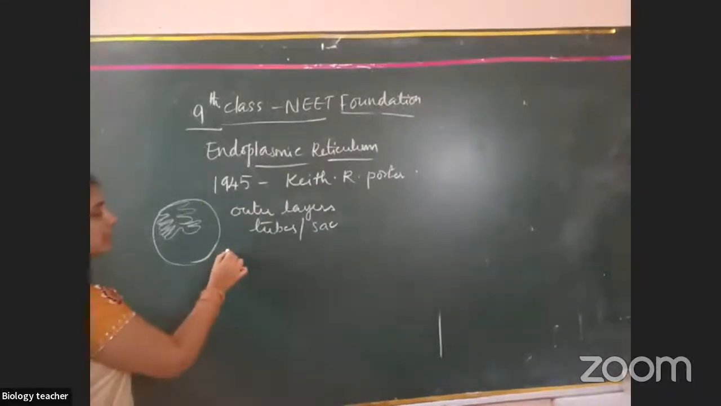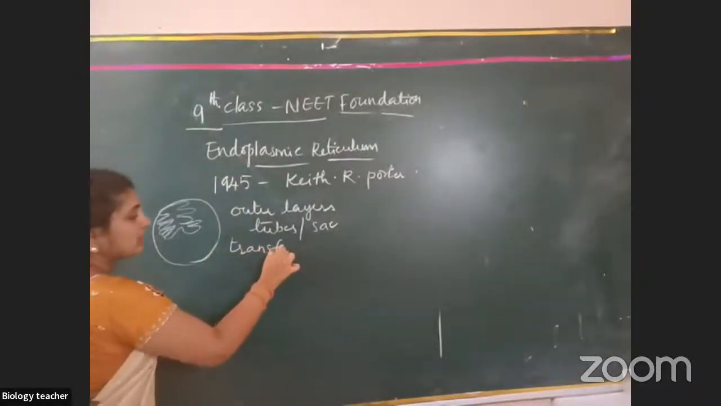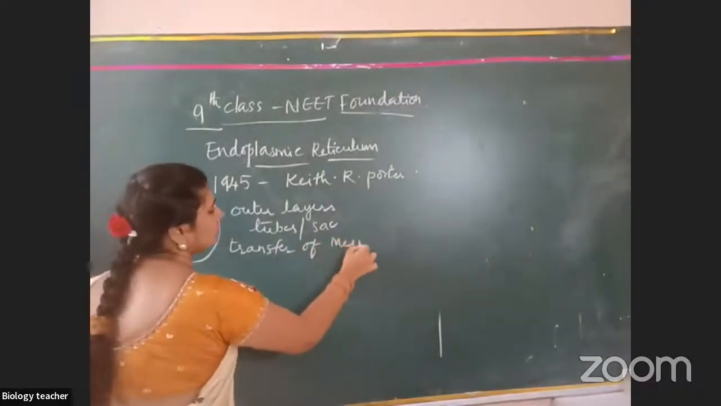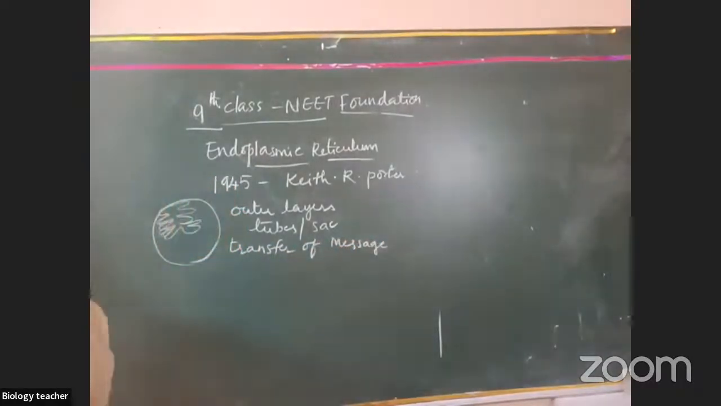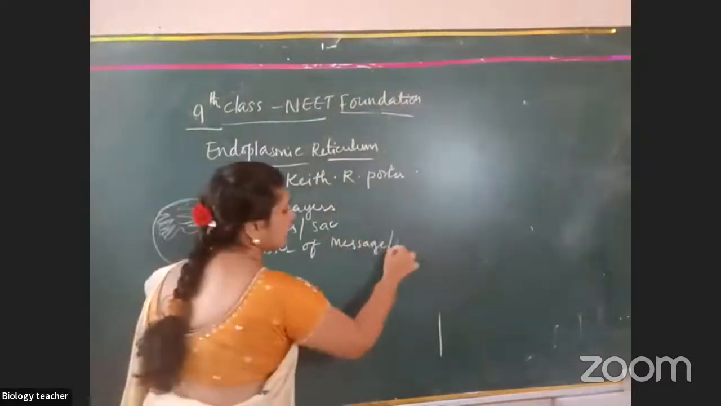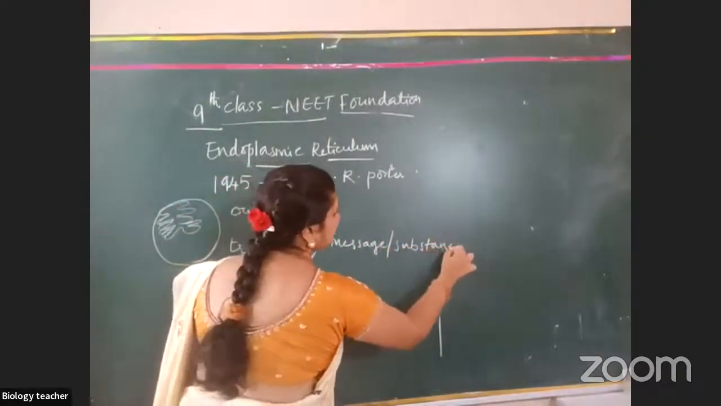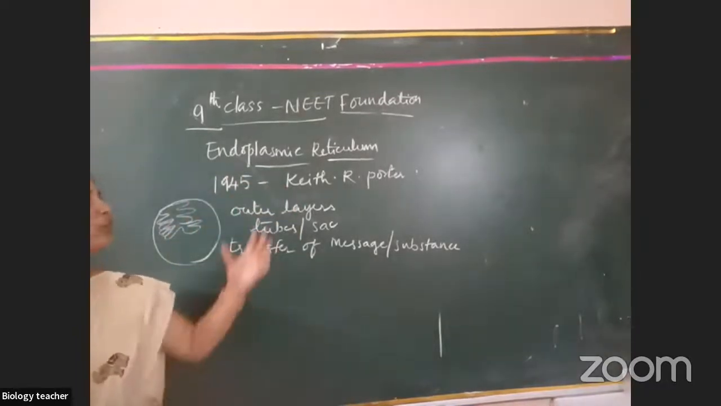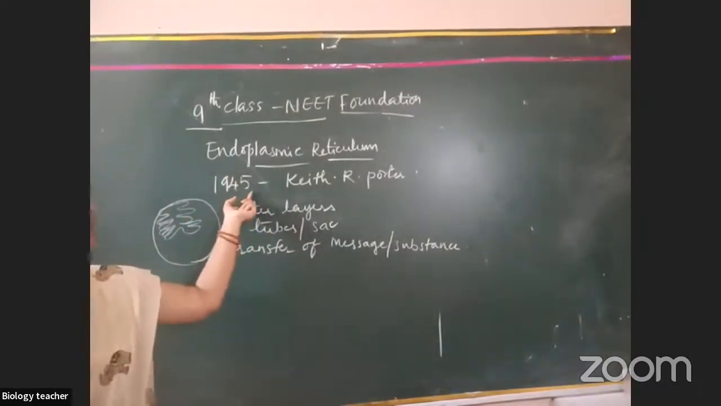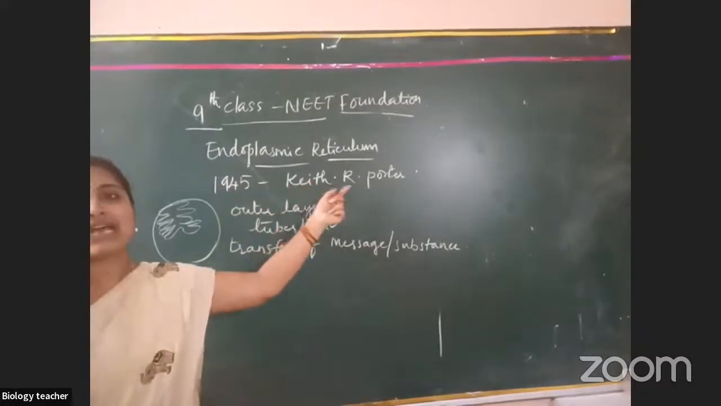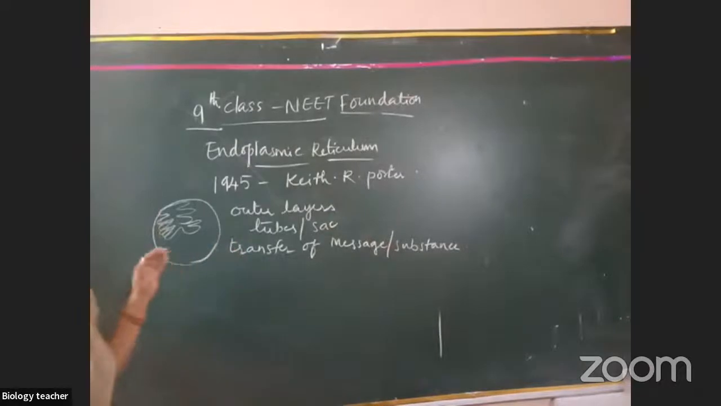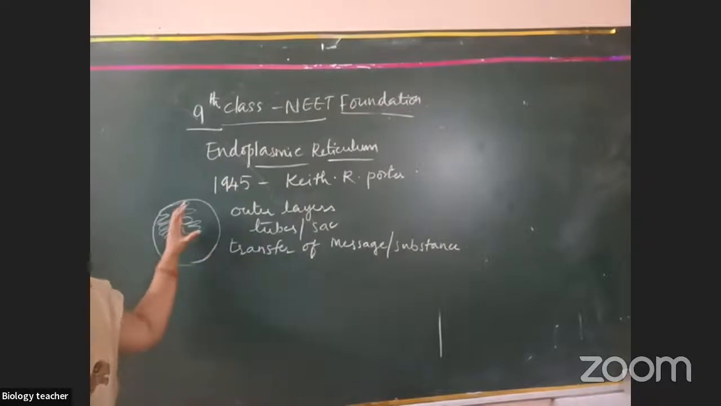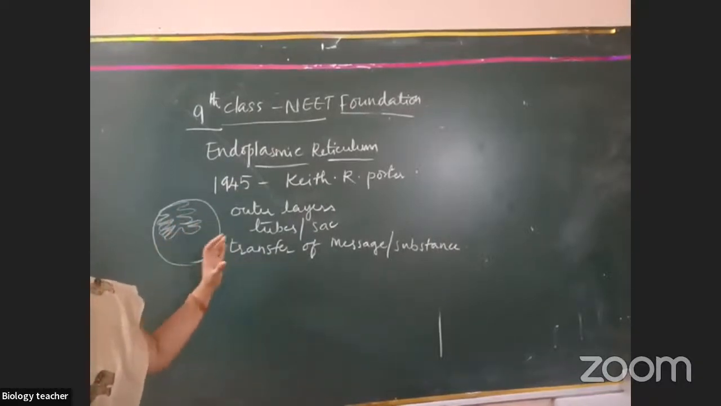So, what is the main function? Transfer of messages or any substances from one place of the cell to another place, or from one cell to another cell. So the endoplasmic reticulum was discovered in 1945 by Keith R. Potter. They are membranous extensions coming from the cell membrane and also from the nuclear membrane.